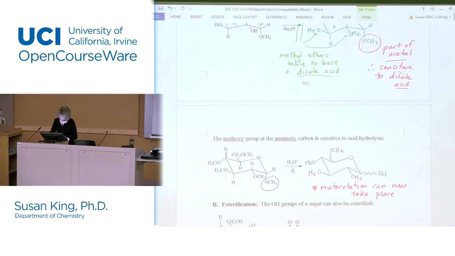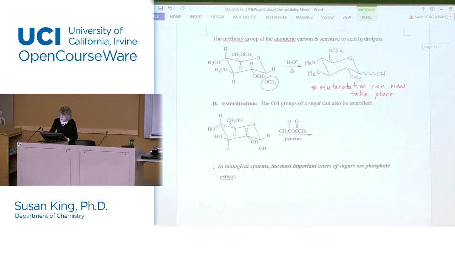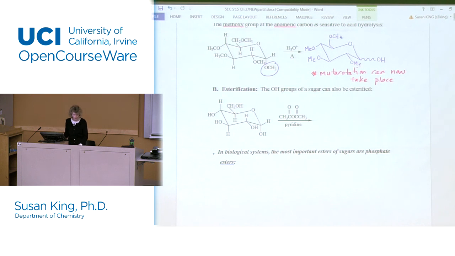All right, we can also esterify. These are just reactions of alcohols, the same things that we did back in chapter 9. We can esterify, so we can use acetic anhydride and pyridine. This is alpha-D-glucopyranose. And of course, we would need excess here. What we're going to do is acylate every single free hydroxyl, including the one at the anomeric carbon. And so here's what the product would look like.